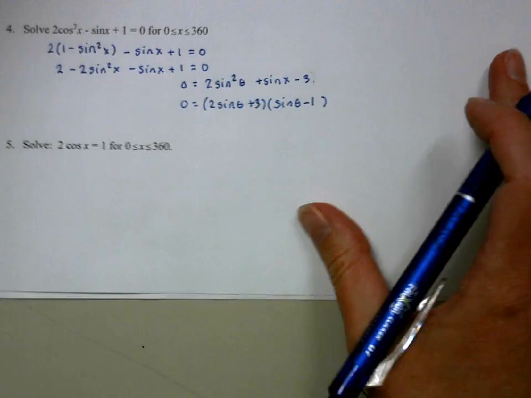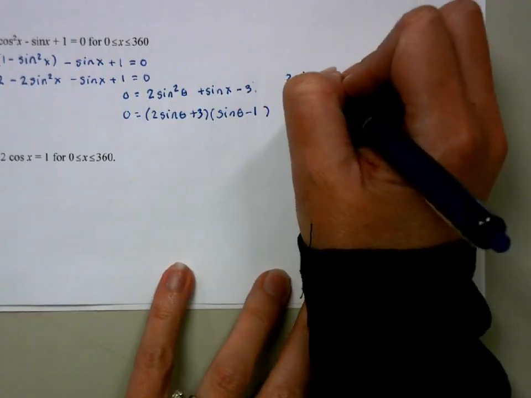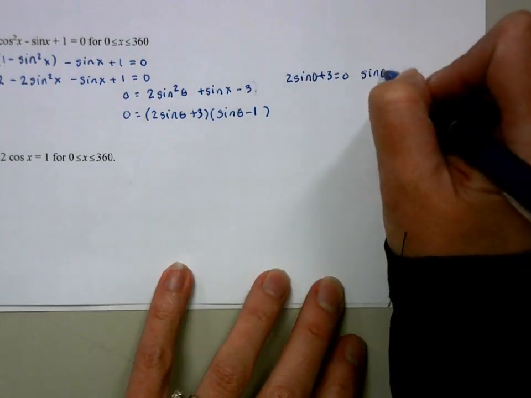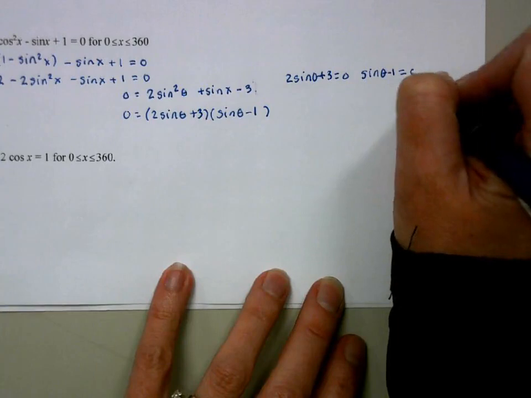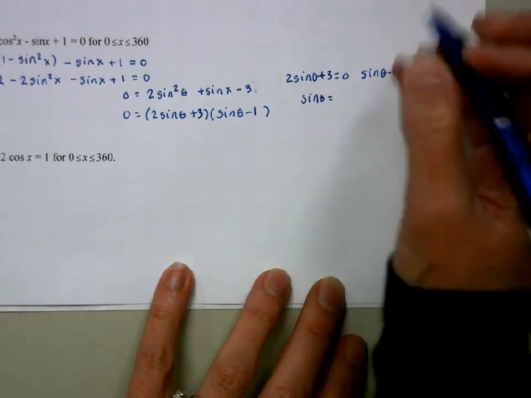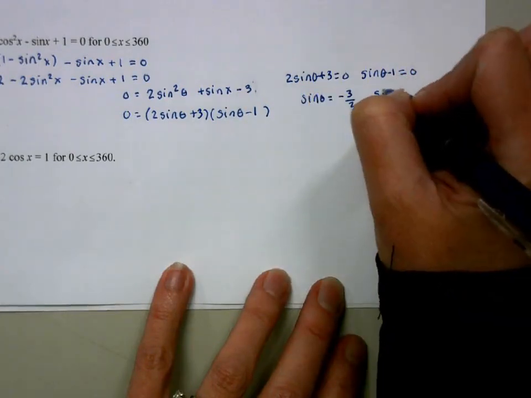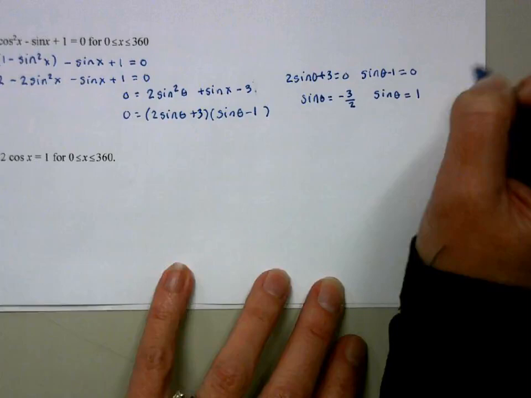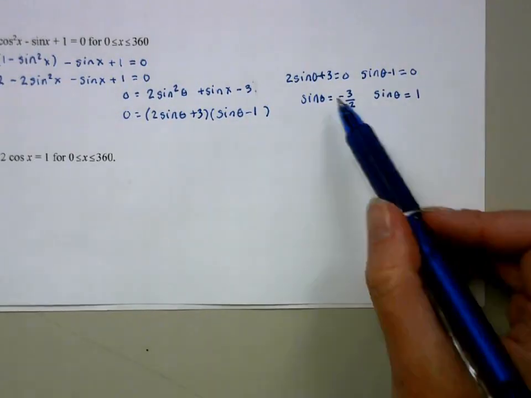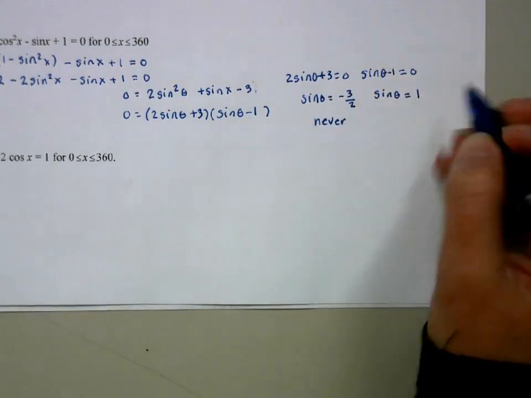So either 2 sine theta plus 3 equals 0, or sine theta minus 1 equals 0, which means sine of theta equals negative 3 over 2, or sine of theta equals 1. Well, between 0 and 360, sine is never less than negative 1. So that one does not have a solution. Sine is 1 only once at the top of the table at 90 degrees.